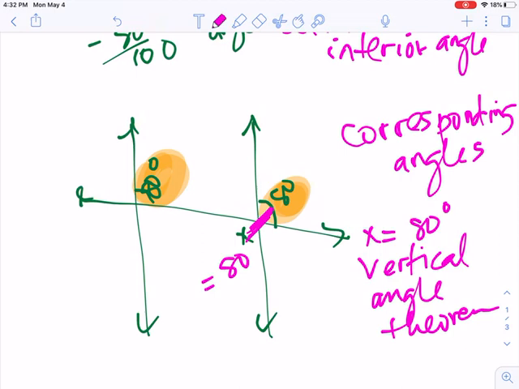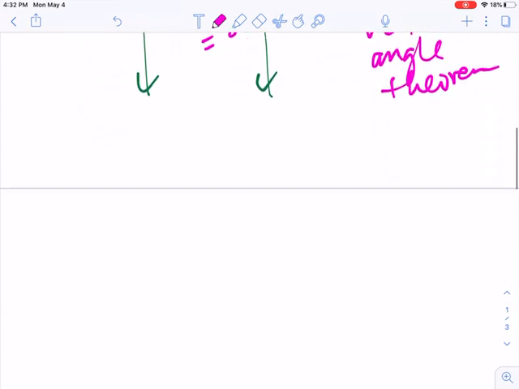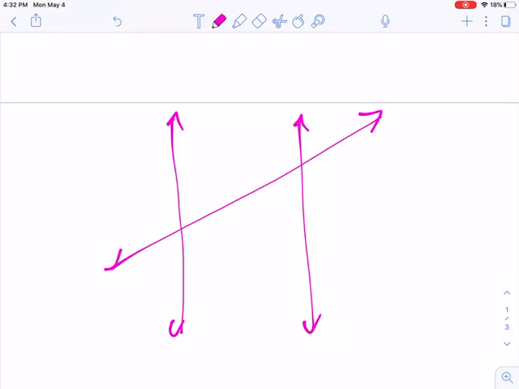Now, what if I use a different way, maybe a fourth method, to find x? I'm going to draw it again here. I'm going to draw my parallel lines, and I'm going to draw my transversal. Again, I know that this is 80 degrees and this is x. Now, I know that if this is 80 degrees, that this is also 80, and that's my vertical angles.